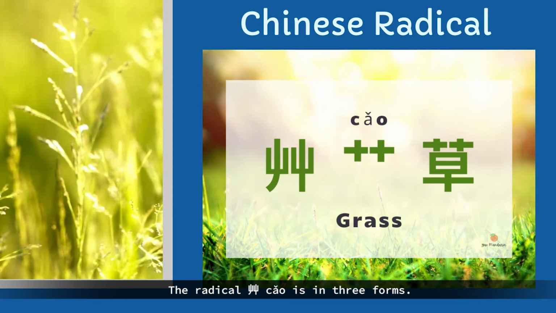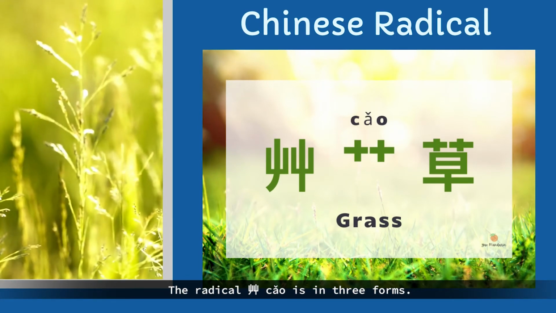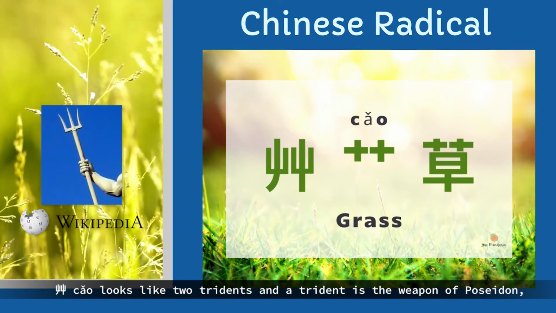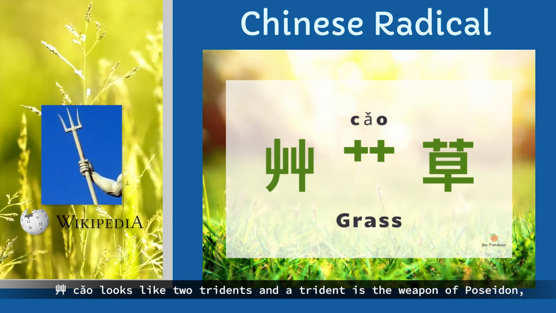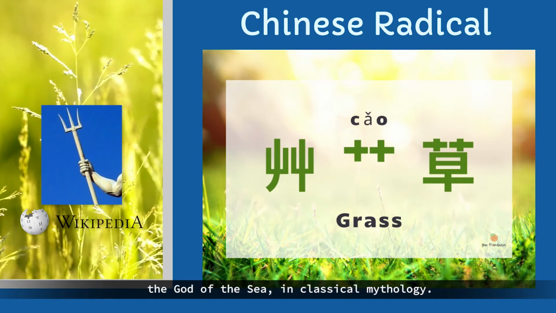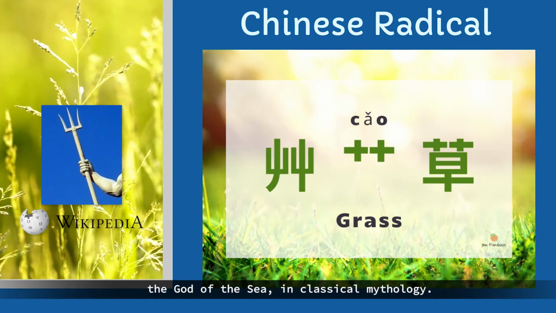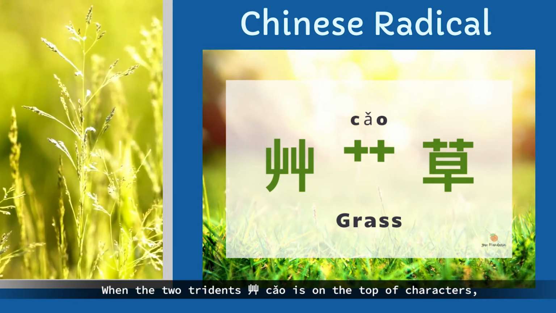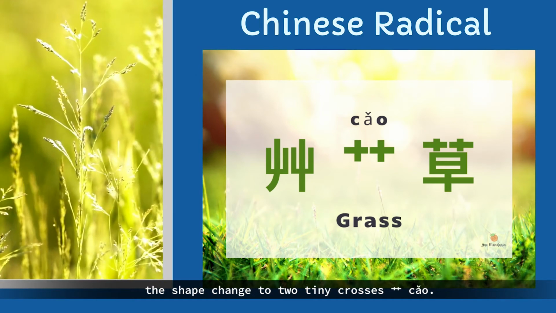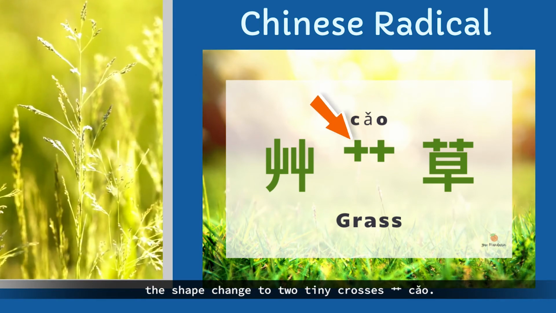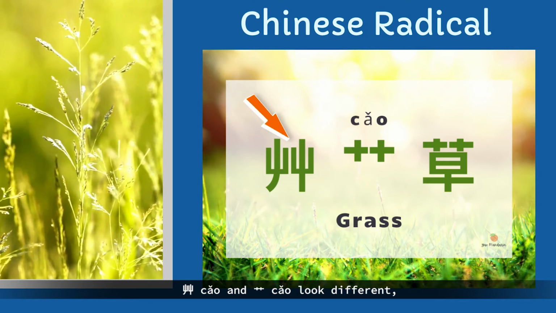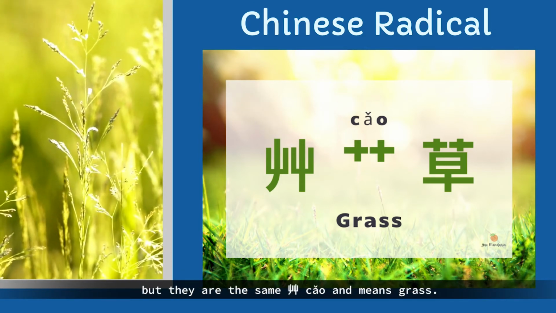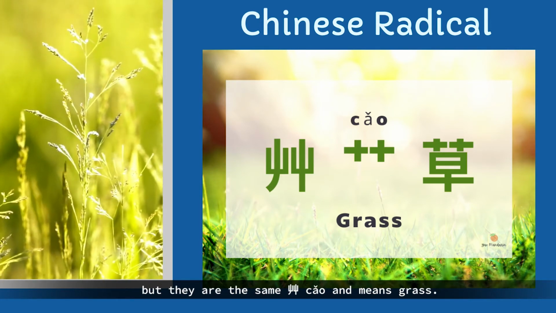The radical 草 is in 3 forms. 草 looks like 2 tridents, and a trident is the weapon of Poseidon, the god of the sea, in classical mythology. When the 2 tridents, 草, is on the top of characters, the shape changes to 2 tiny crosses, 草. 草 and 草 look different, but they are the same 草 and means grass.